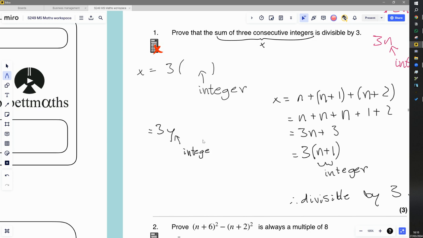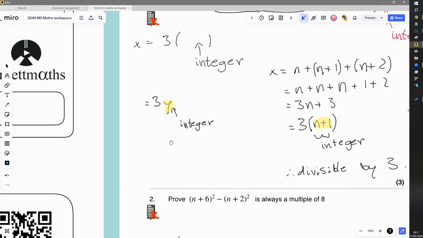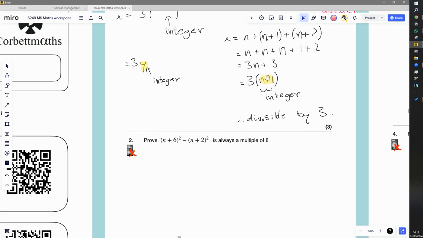So what did we find out? Well, after a little bit of rearranging, we found out that y was n plus 1. So we're doing the same sort of thing. It doesn't matter what's inside the bracket. If it was, for example, n squared plus 5, that would still be an integer, because any integer squared is also an integer. You add 1 to it, or in fact you add any integer to it, that's also an integer.